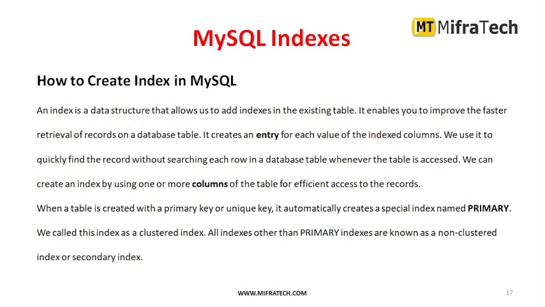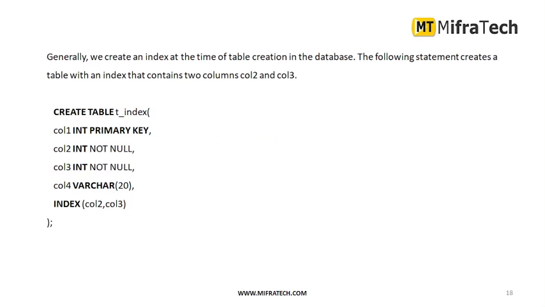When a table is created with a primary key or a unique key, it automatically creates a special index named primary. We call this a clustered index. All indexes other than primary indexes are known as non-clustered indexes or secondary indexes. When the table has been created with the primary key or a unique key, it automatically takes the index name as primary. When it does not, it takes it as a non-clustered index or a secondary index.